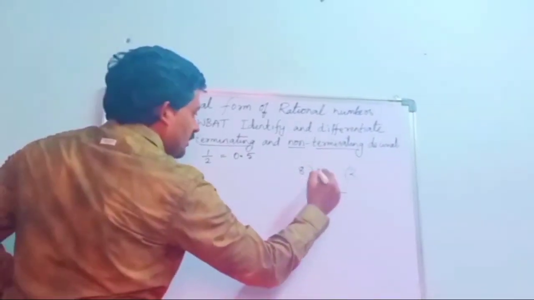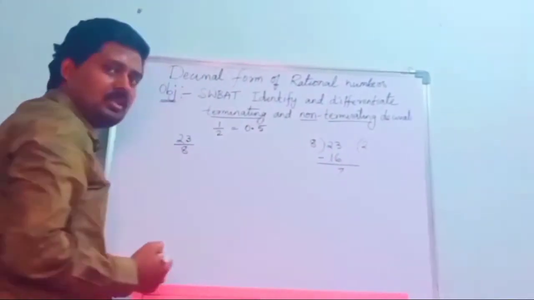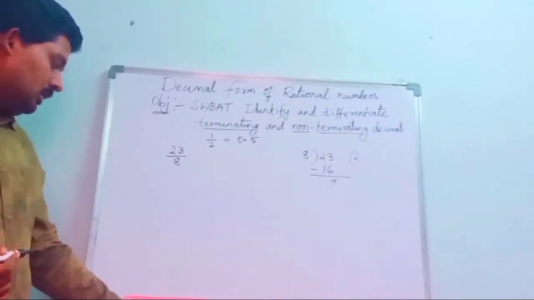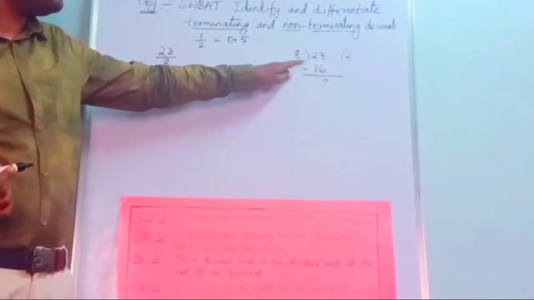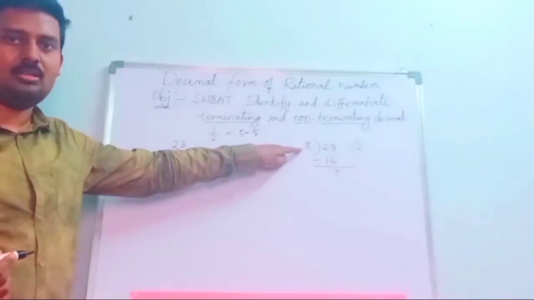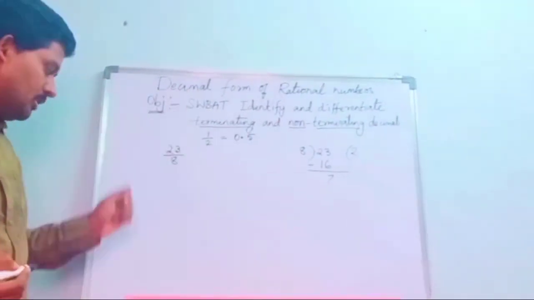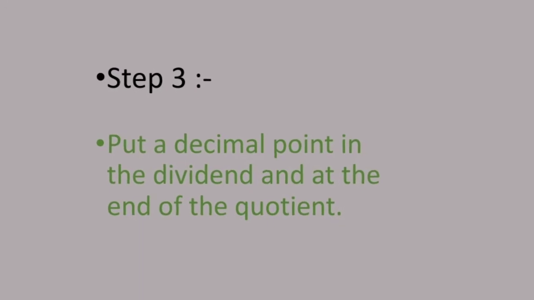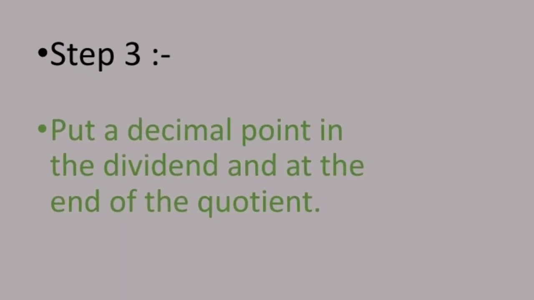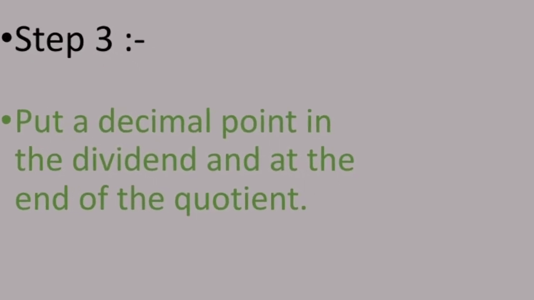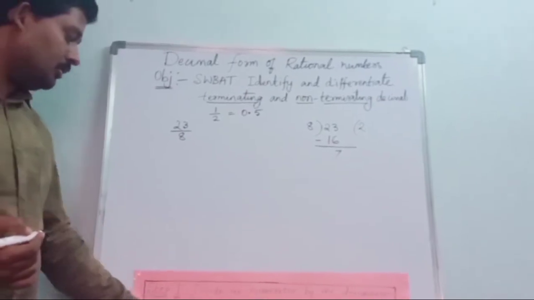Now if we subtract 23 minus 16, we get 7, right? Now here we got a remainder which is less than the divisor. Yes or no? Yes. 7 is less than the divisor, which is 8. Now go to step 3. It says that put a decimal point in the dividend and at the end of the quotient.